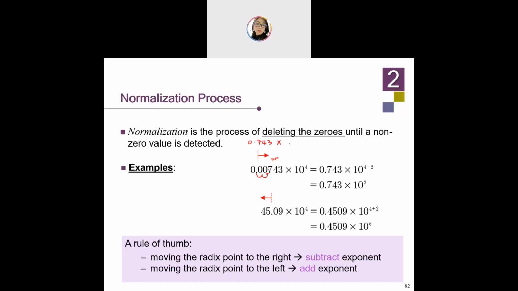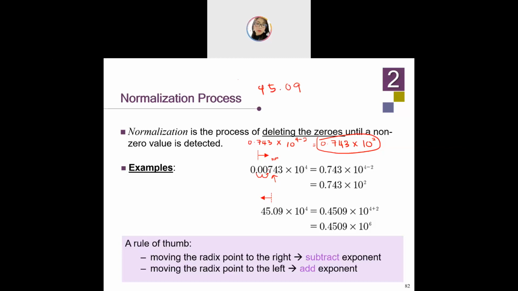Then your number will be 0.743 times 10 to the power of 4. But you moved 2 times to the right, so minus 2. Your answer will be 0.743 times 10 to the power of 2. This is in terms of normalized, from the unnormalized number.